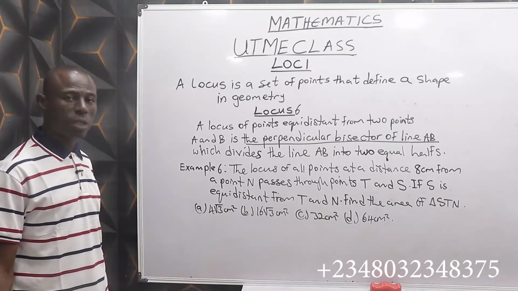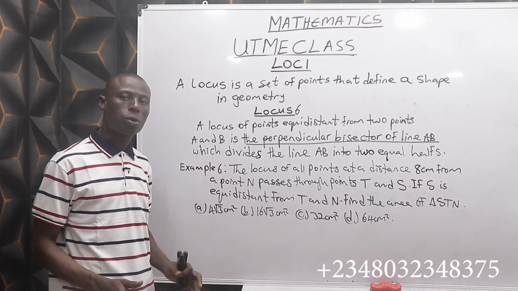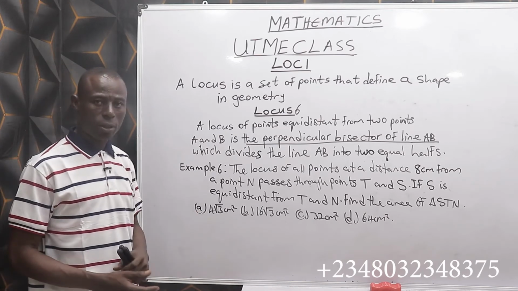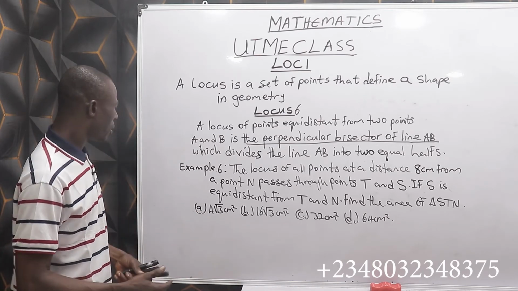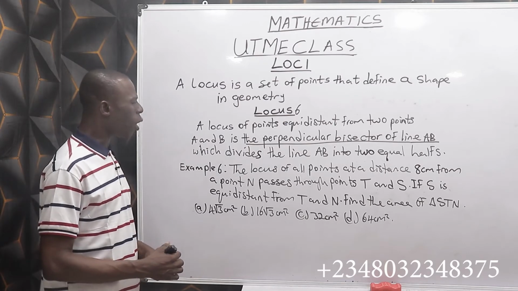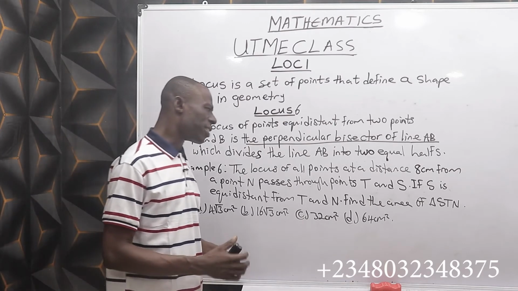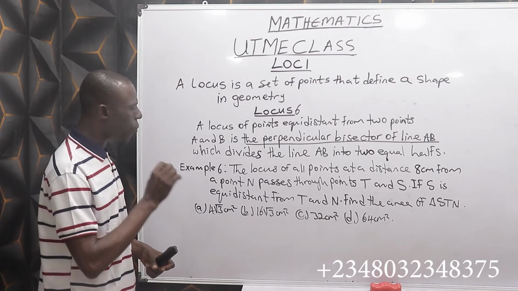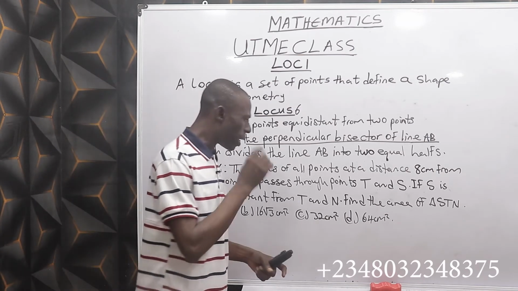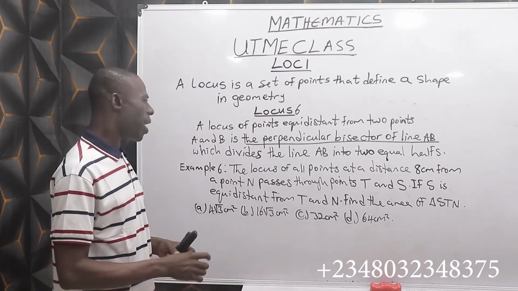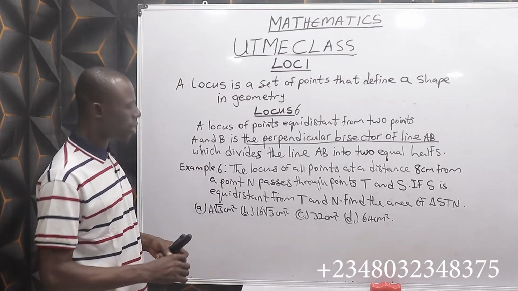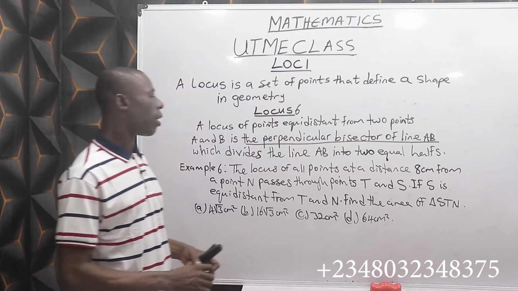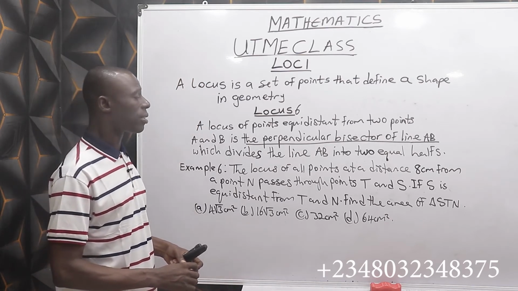Let's consider example 6, which is going to be the last example on loci, especially locus 6, which is the last of the loci. Example 6. The locus of all points at a distance 8 centimeters from a point N passes through points T and S. If S is equidistant from T and N, find the area of triangle STN.